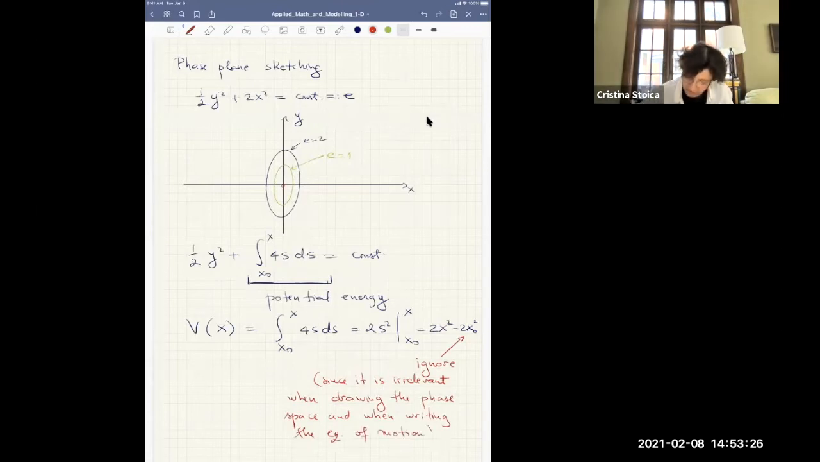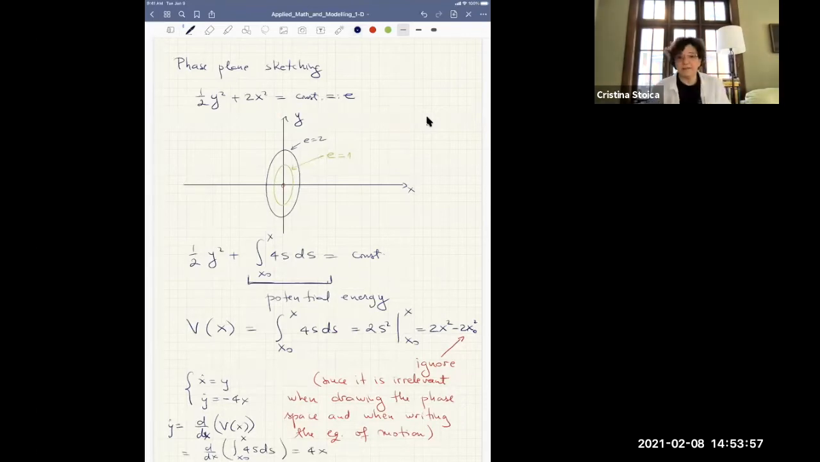Okay, so when we write the equations of motion, it doesn't even appear, right? Because it's just x dot is y and y dot is minus 4x. So y dot is actually minus dV/dx of this V of x, in this case the derivative of the integral from x naught to x of 4s ds, which is just 4x. That's the fundamental theorem of calculus that you did.